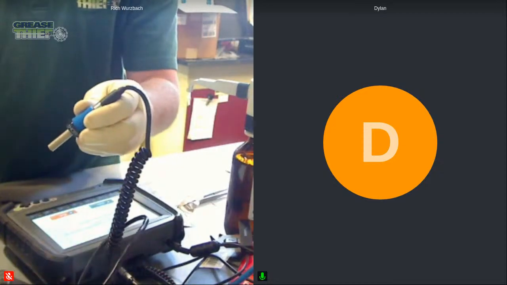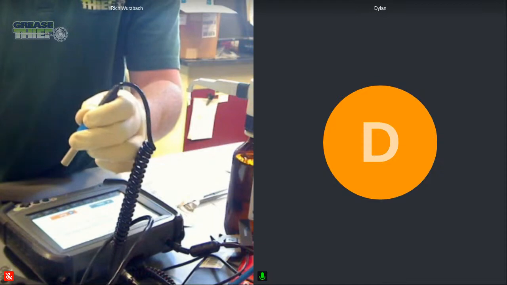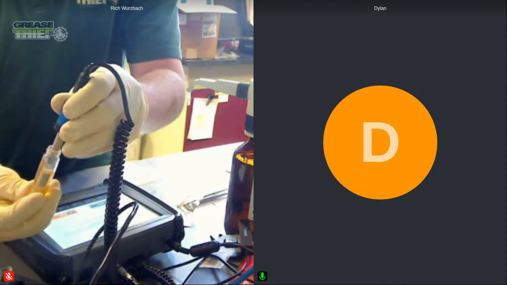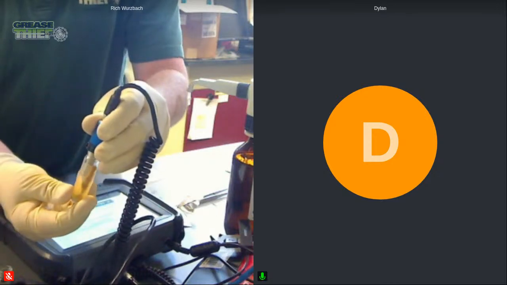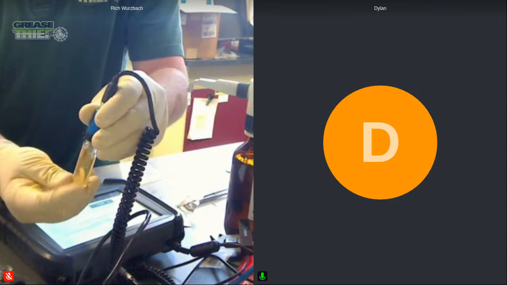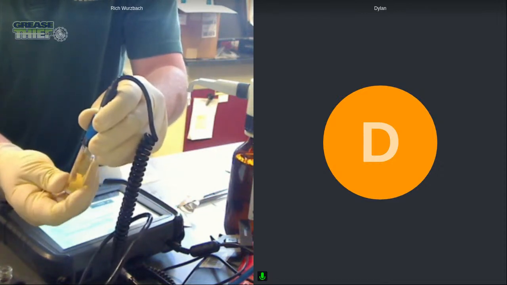And now we have our sample over here. So I'm going to take the lid off of that, cap off. And then we're going to screw our probe into our vial, and we're going to make sure that we don't get any grease kind of on the tip. This is kind of the most difficult part. You kind of got to screw it in there.